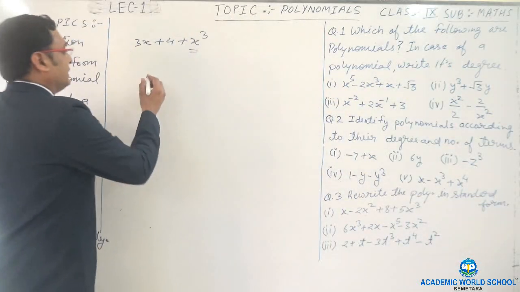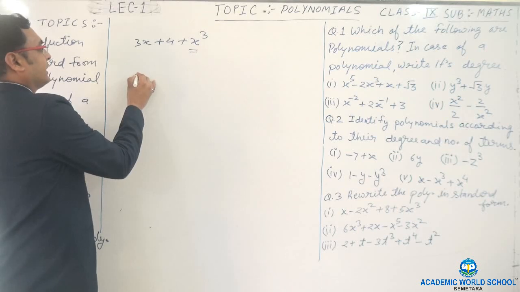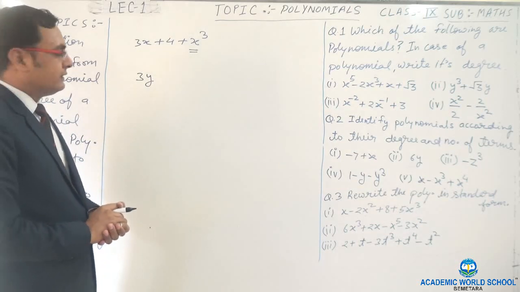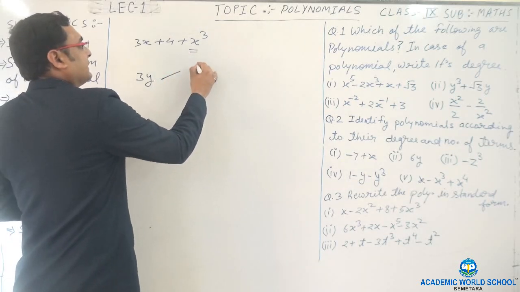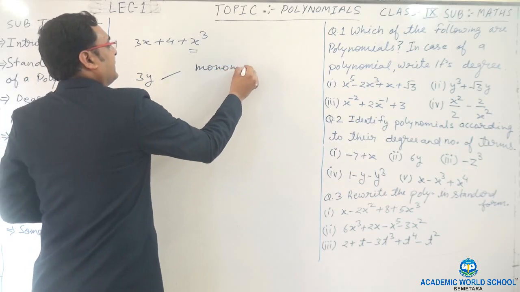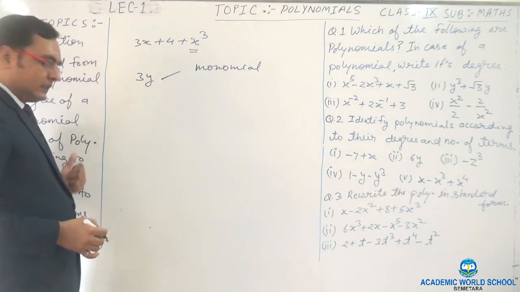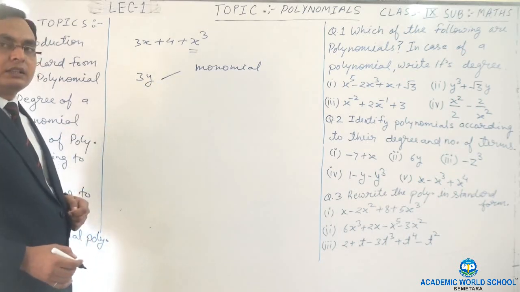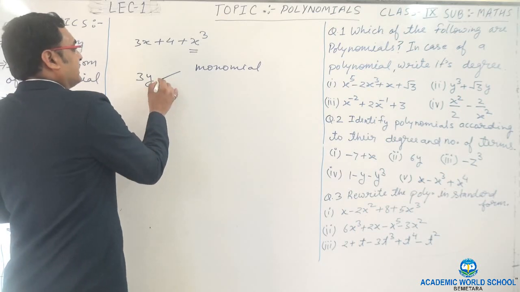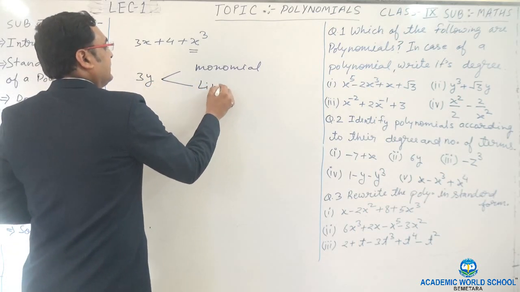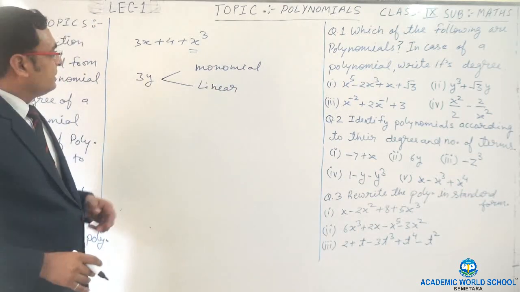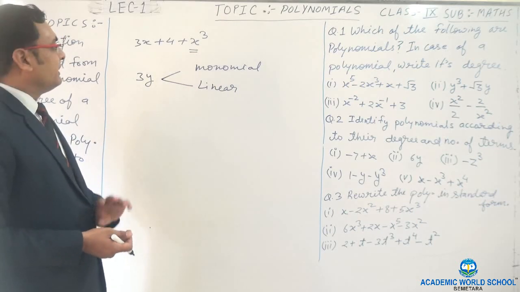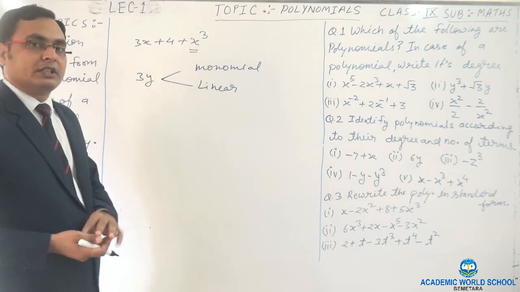If a polynomial is having only one term, for example 3y, this is a polynomial having only one term, so it is known as monomial on the basis of its number of terms. And what is the degree of this polynomial? It is having power as 1, so its degree is also 1. So this polynomial is known as linear polynomial. Actually it is linear and monomial. On the basis of its degree it is linear. On the basis of number of its terms it is monomial.